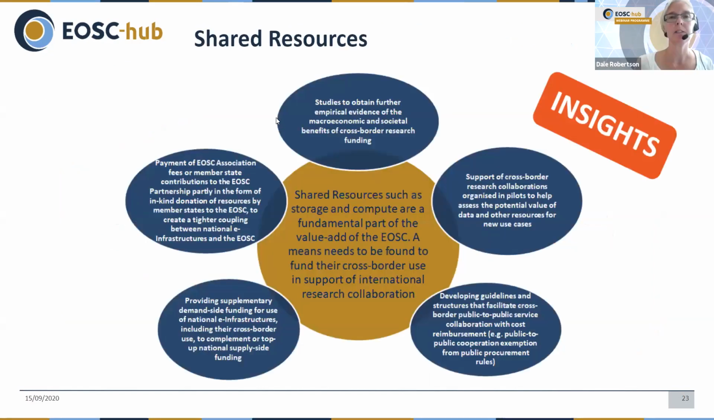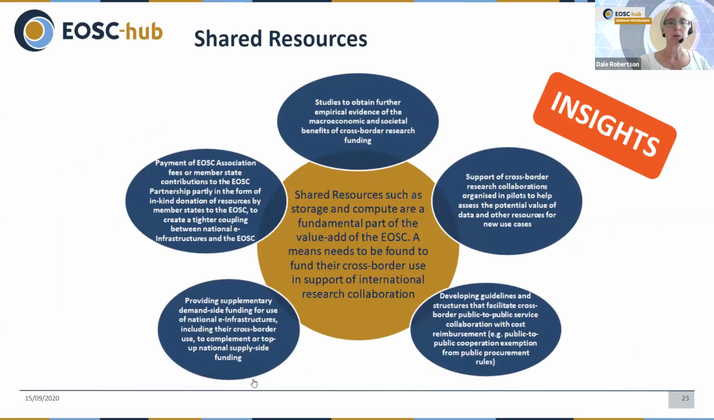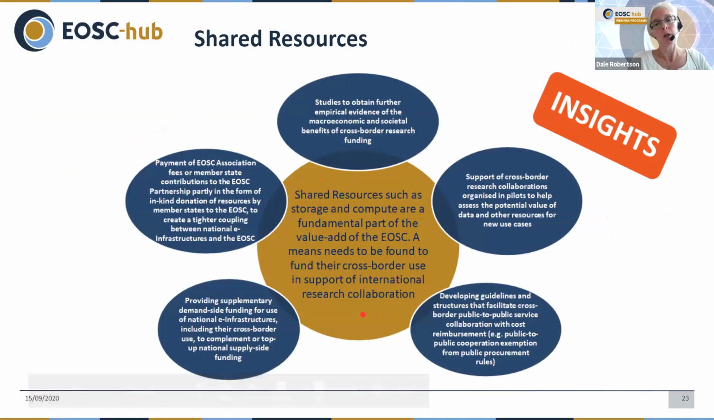Okay, thanks, Sergio. Yeah, so the final set of insights and the final recommendation were under the heading of shared resources. The overall insight here is summarized in the center. Shared resources such as storage and compute are a fundamental part of the value add of the EOSC. A means needs to be found to fund their cross-border use in support of international research collaboration.